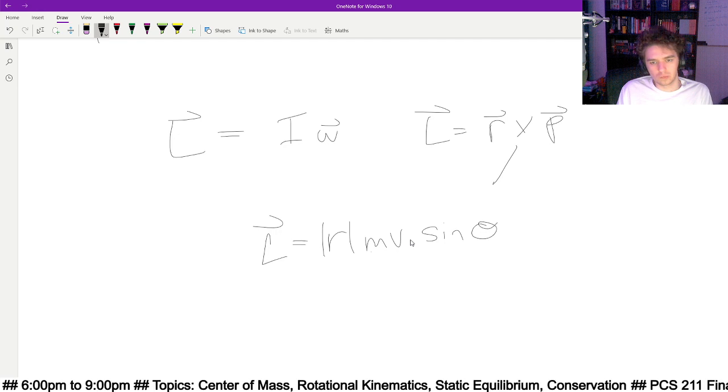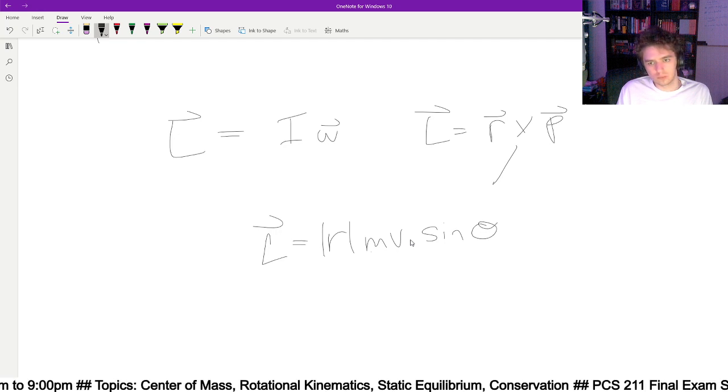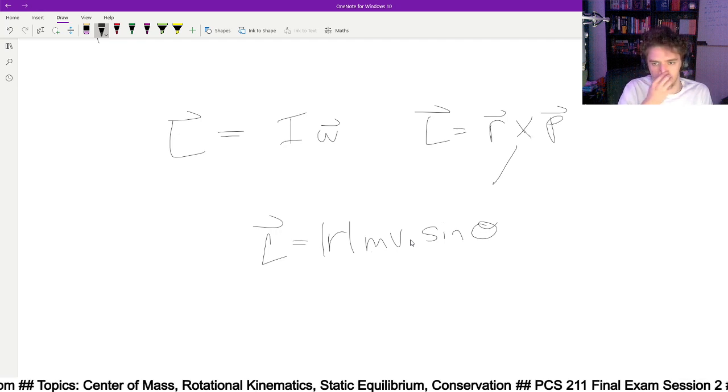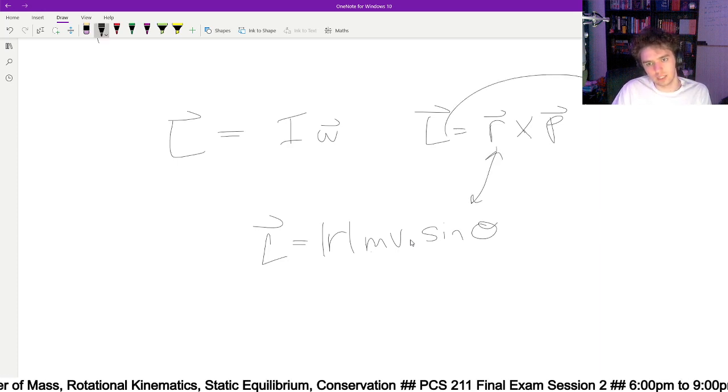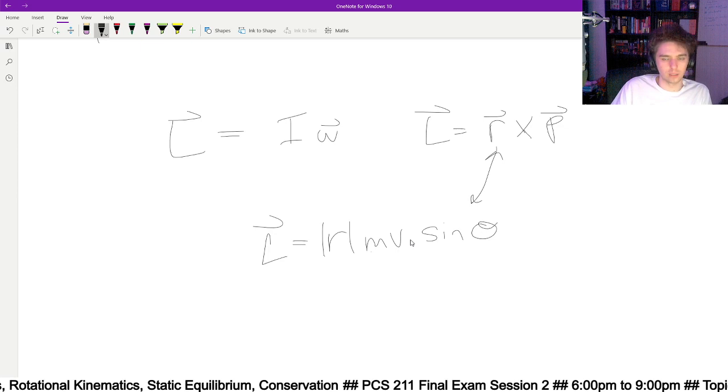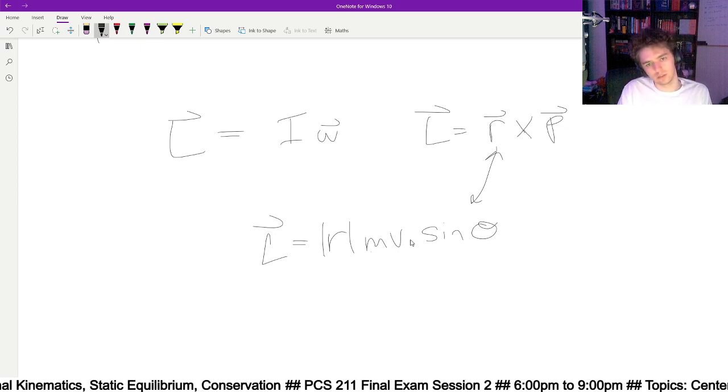Sine theta. Why are we cross producting again? This and this are the same thing. Well, this is just one of the definitions of angular momentum. Okay. That's just one of the definitions, right? That's cool.